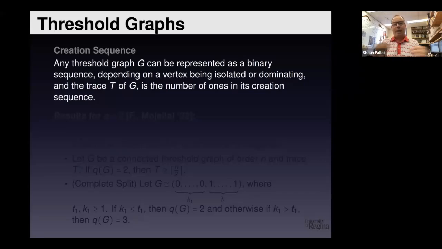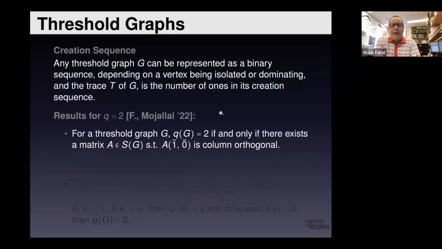And so you can create this binary sequence, which is known as the creation sequence, for any threshold graph, and vice versa. There is a correspondence. And the number of ones in any creation sequence is called the trace of that threshold graph. And in a recent paper with my postdoc, we were able to work out when Q of a threshold graph is 2.